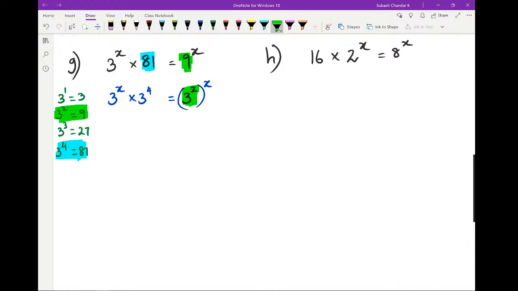Once you do this part, the next thing is going back to the rules that we talked about earlier. If you look at the left-hand side, we've got both the bases as 3. So we can rewrite this as 3 to the power of x plus 4. And on the right, the two powers are getting multiplied, so we can write that as 3 to the power of 2 times x. So what we end up with is 3 to the power of x plus 4 equals 3 to the power of 2x.